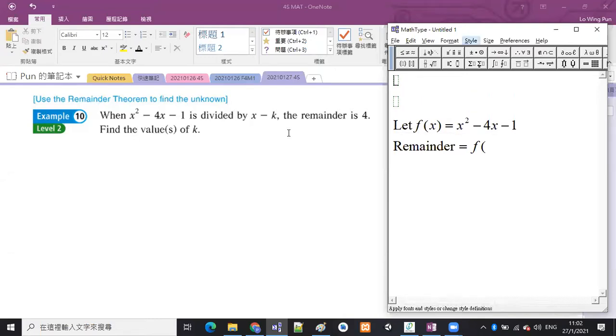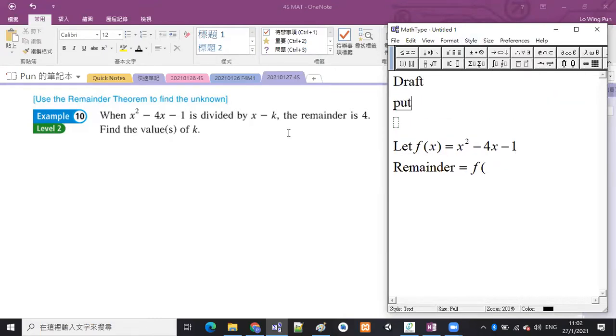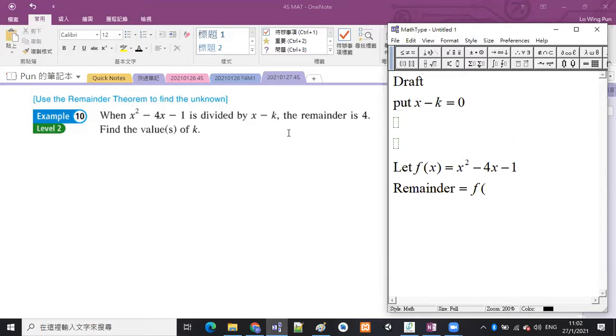In the draft, you need to put x minus k to be 0 and calculate the value of x. x is equal to k. So k will be the number that you need to put into f(x) to calculate the remainder. So it should be f(k). Can you get this? We have the formula of f(x) now, so we can continue to calculate the remainder. Just replace all the x by k. So k squared minus 4 times k minus 1, that is just k squared minus 4k minus 1, and this is our remainder.